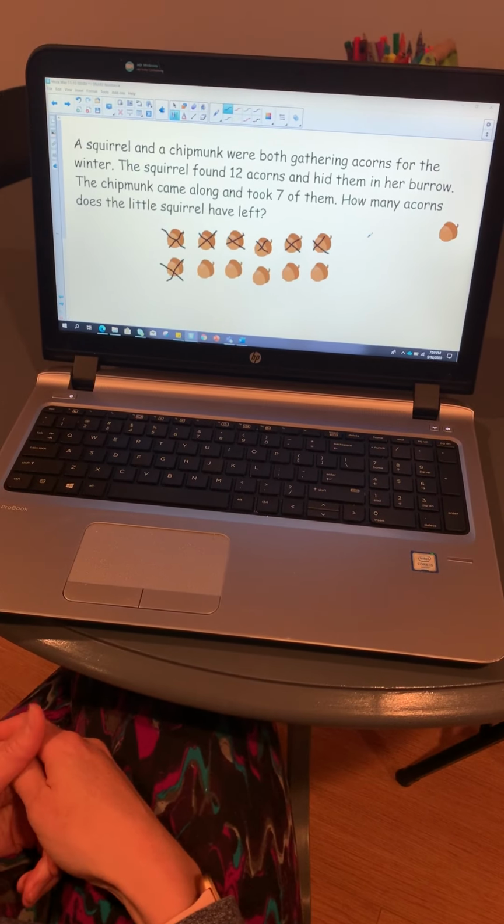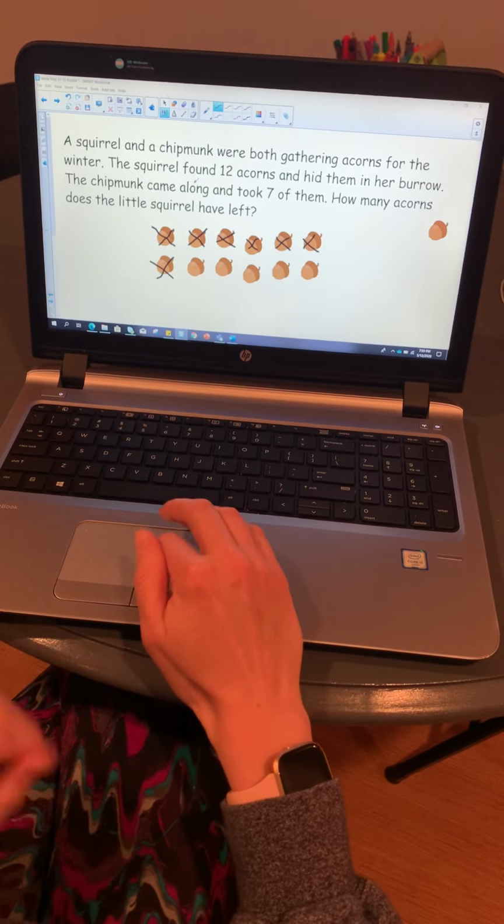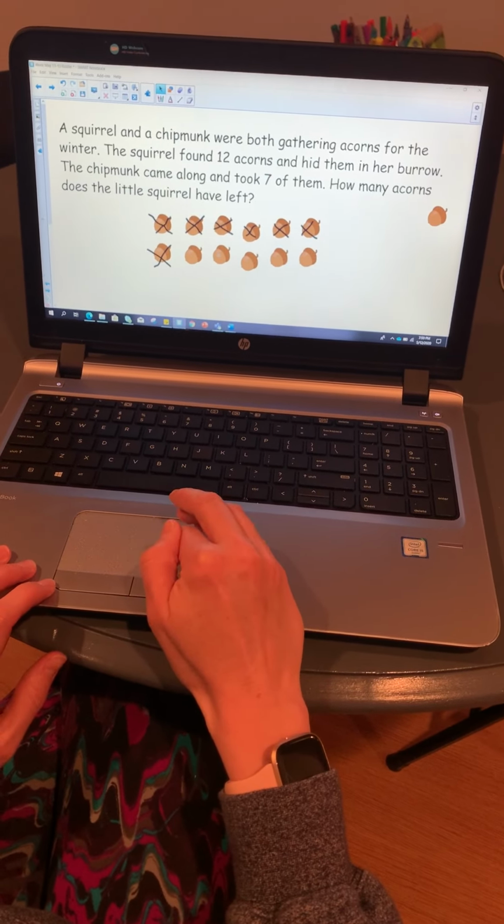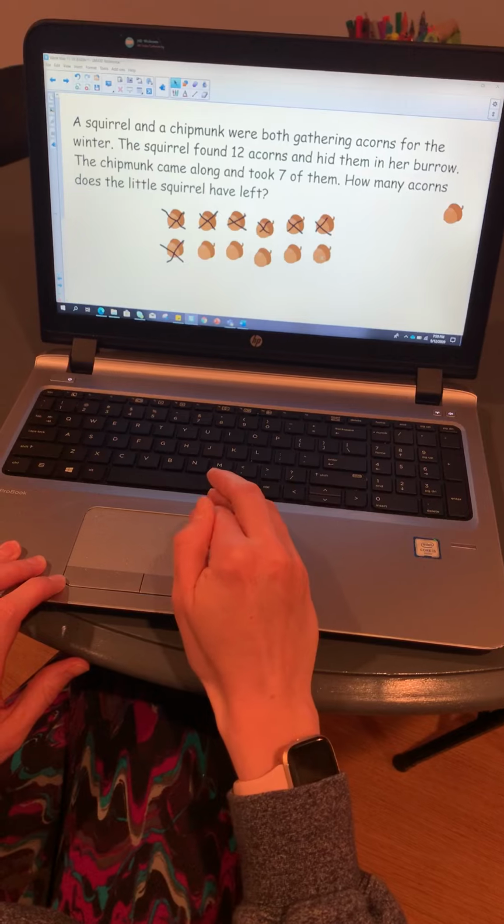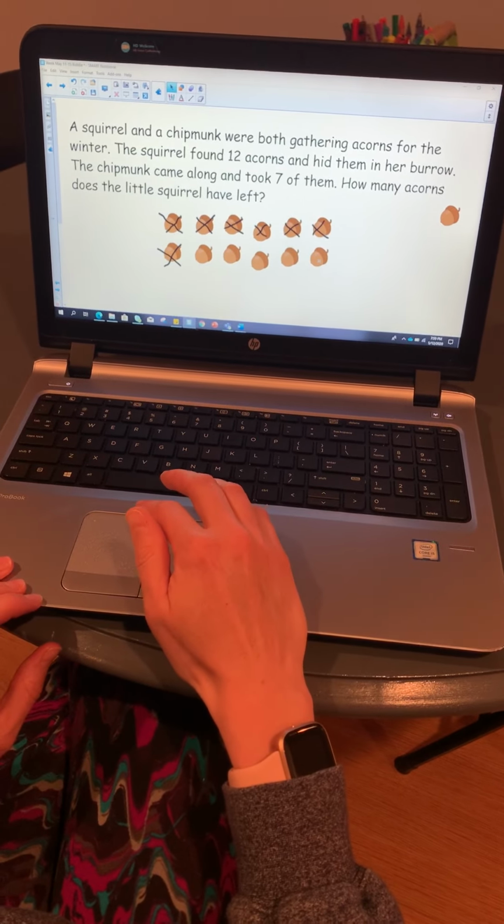How many acorns does a little squirrel have left? Well, I know that these are the ones that are left over. 1, 2, 3, 4, 5. This little squirrel has 5 acorns left.